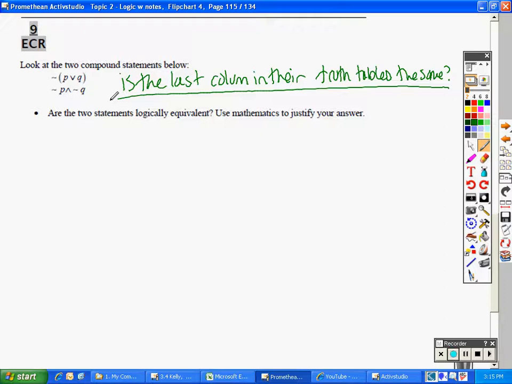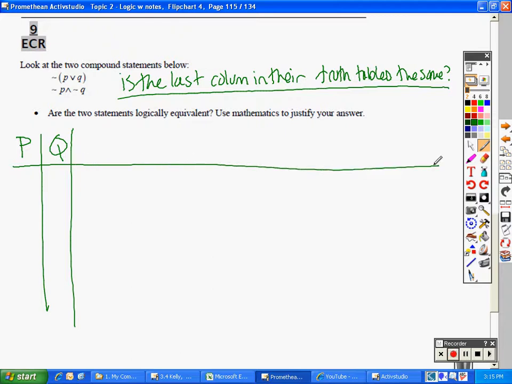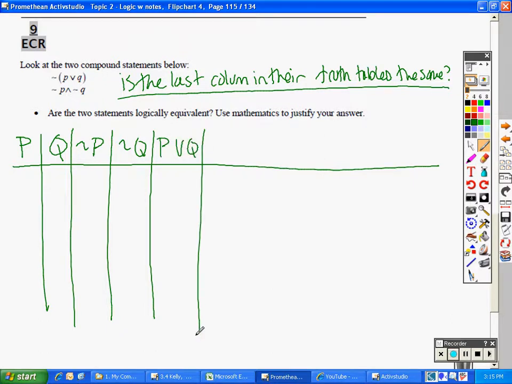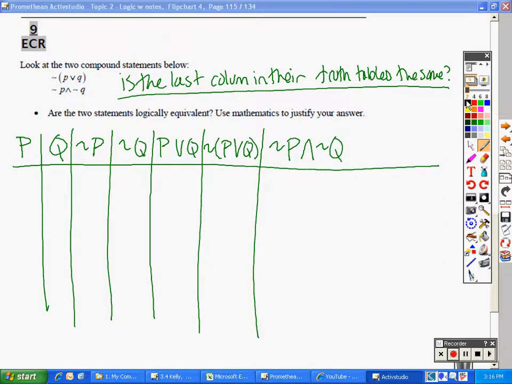Okay, so in order to do this, I need to write a truth table. So I'm going to do that here. We've got P, Q, and if we asked you to do this on the test, I would give you the truth table already filled out, so don't worry about that. I'm going to need not P. I'm going to need not Q. I'm going to need to know P or Q. I'm going to need to know the opposite of that statement. And I'm going to need to know not P and not Q. These are all things I'm going to need to look at the truth values for these 2 statements.